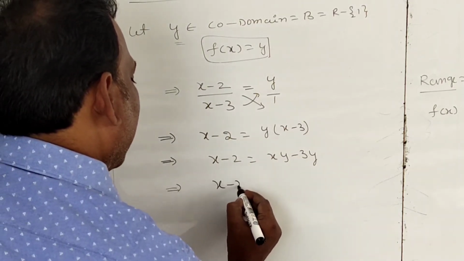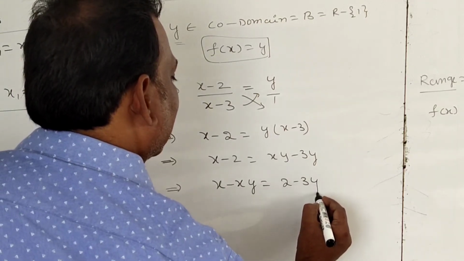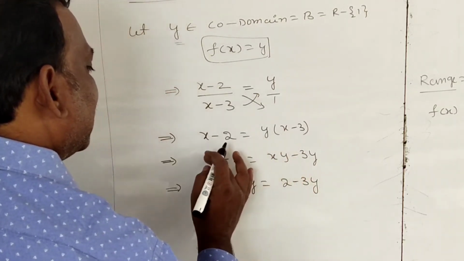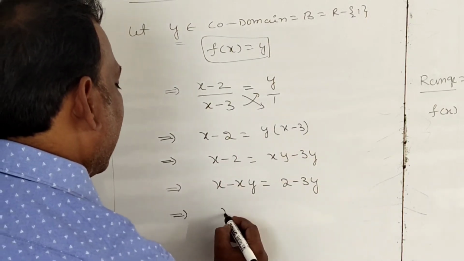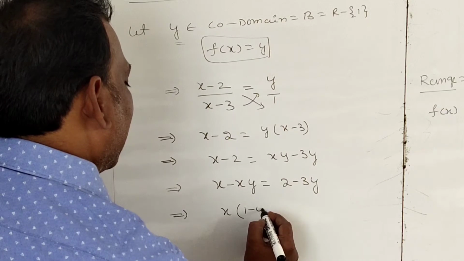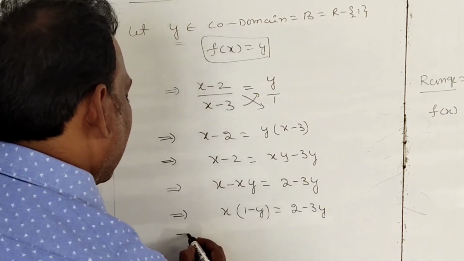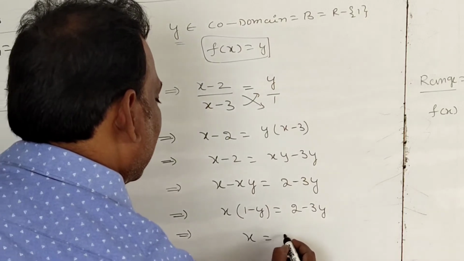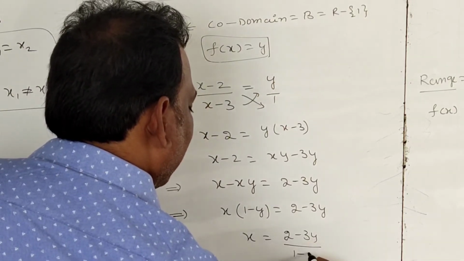So x minus xy is equal to 2 minus 3y. I just bring xy to the left side, and minus 2 is on the right side. So now x is the common factor: x times (1 minus y) is equal to 2 minus 3y. Now x is equal to (2 minus 3y) upon (1 minus y).